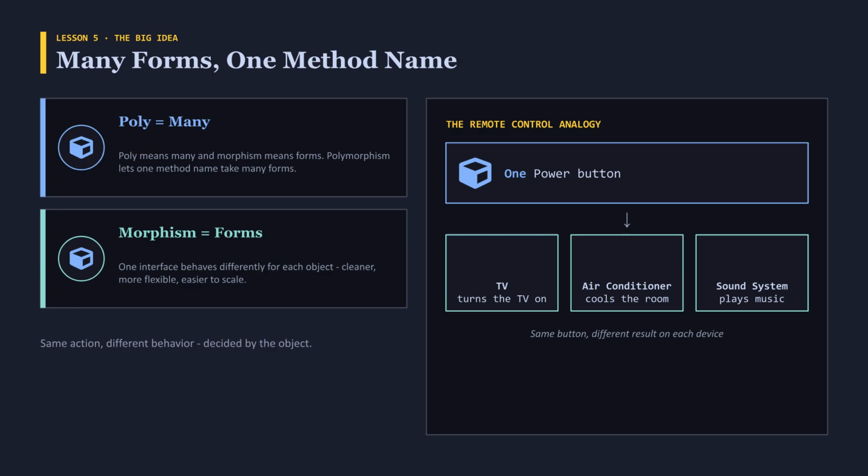The word breaks down cleanly. Poly means many. Morphism means forms. Many forms behind one name. The remote control analogy says it best. One power button, but its effect depends on the device. It turns on the TV, cools the room with the air conditioner, or plays music on the sound system. Same action, different behavior, decided by the object receiving it. That is polymorphism. One interface, many implementations, which keeps code flexible and easy to scale.